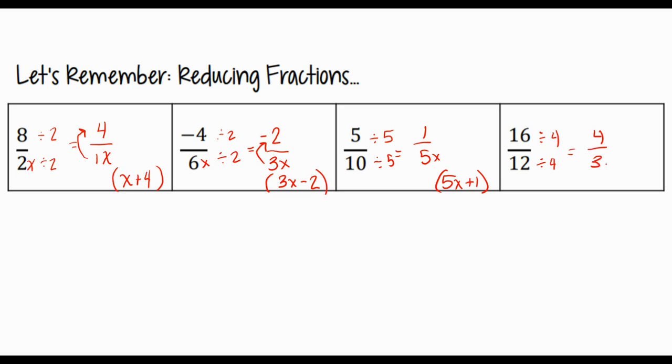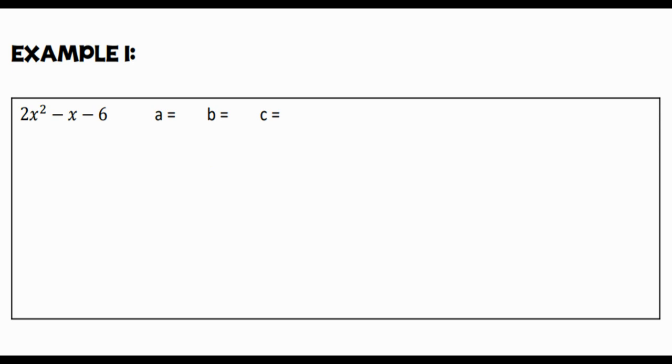This would be the reduced fraction. If it was a factor, it would become 3x plus 4. So I hope this review was a little helpful for you before we go into the actual steps for factoring. So let's look at our first example.